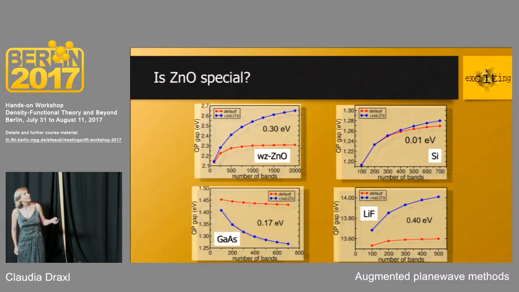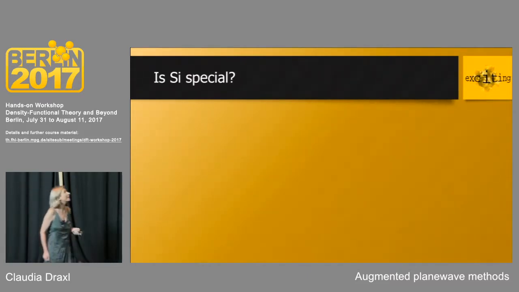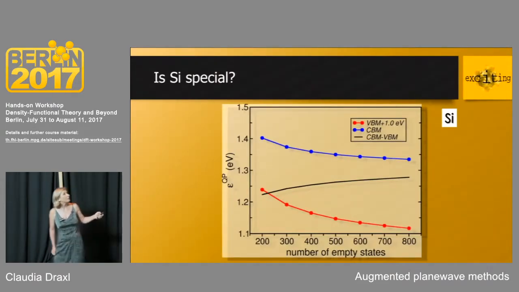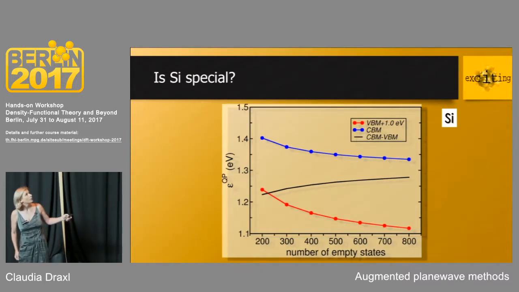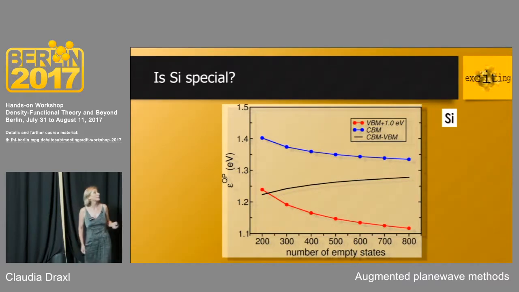So you may ask the question, is silicon special? If zinc oxide is not special, silicon will be special. Okay? Indeed, silicon is special, because if you look at the individual quasi-particle energies of your conduction band and the valence band, then you see that these, let's say, 800 empty bands that we typically regard to be good enough for being converged, they both are far from being converged. But taking the difference, just looking at the band gap, we are already happy, because obviously these are states with very similar character, and that's why this is a cancellation of errors.